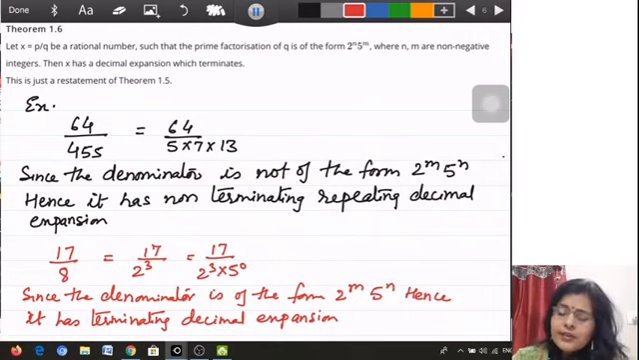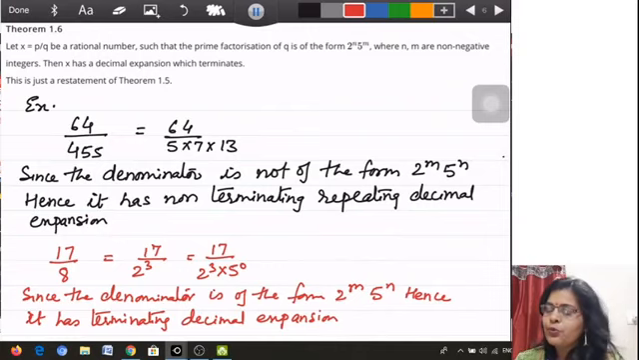Theorem 1.6 is just a restatement of theorem 1.5. It is also saying the same thing. Let x is equal to p by q be a rational number such that the prime factorization of q is of the form 2 to the power n, 5 to the power m, where n and m are non-negative integers. Thus x has a decimal expansion which terminates.